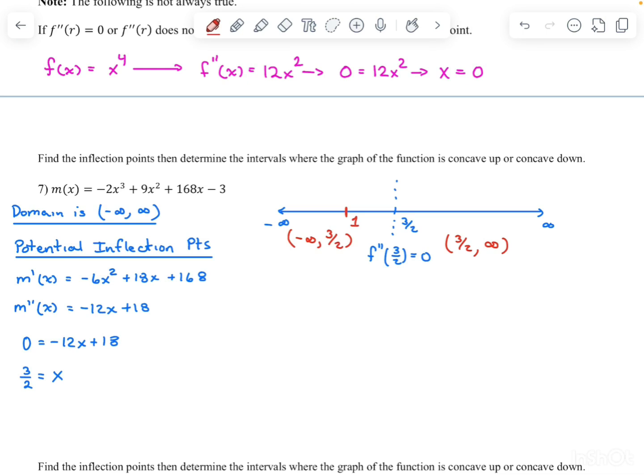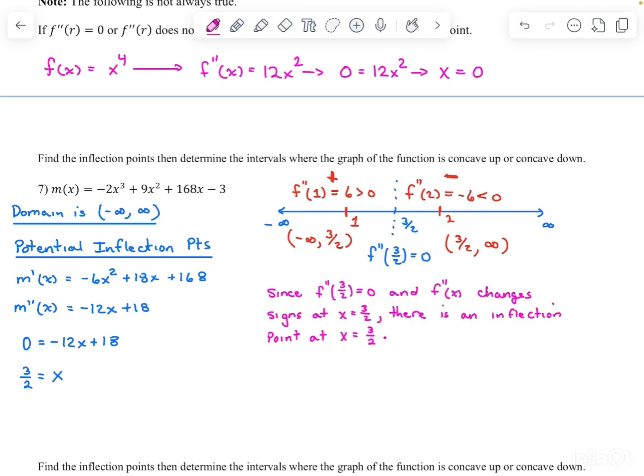I will start by testing the interval where x is less than 3 halves. If I choose x is equal to 1, the second derivative when x is equal to 1 is 6, which is greater than 0, which means the second derivative is positive when x is less than 3 halves. Now to test the interval where x is greater than 3 halves. If I let x equal 2, then the second derivative at x is equal to 2 is equal to negative 6, which is less than 0. This means that the second derivative is negative when x is greater than 3 halves.